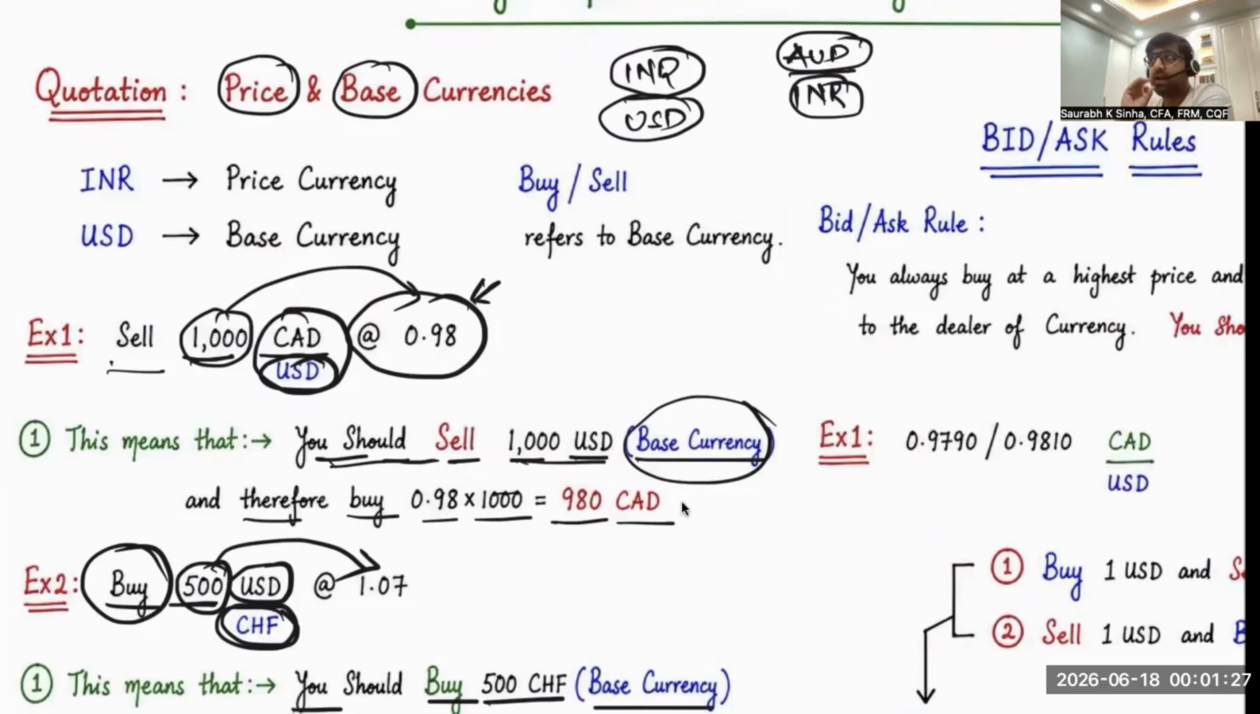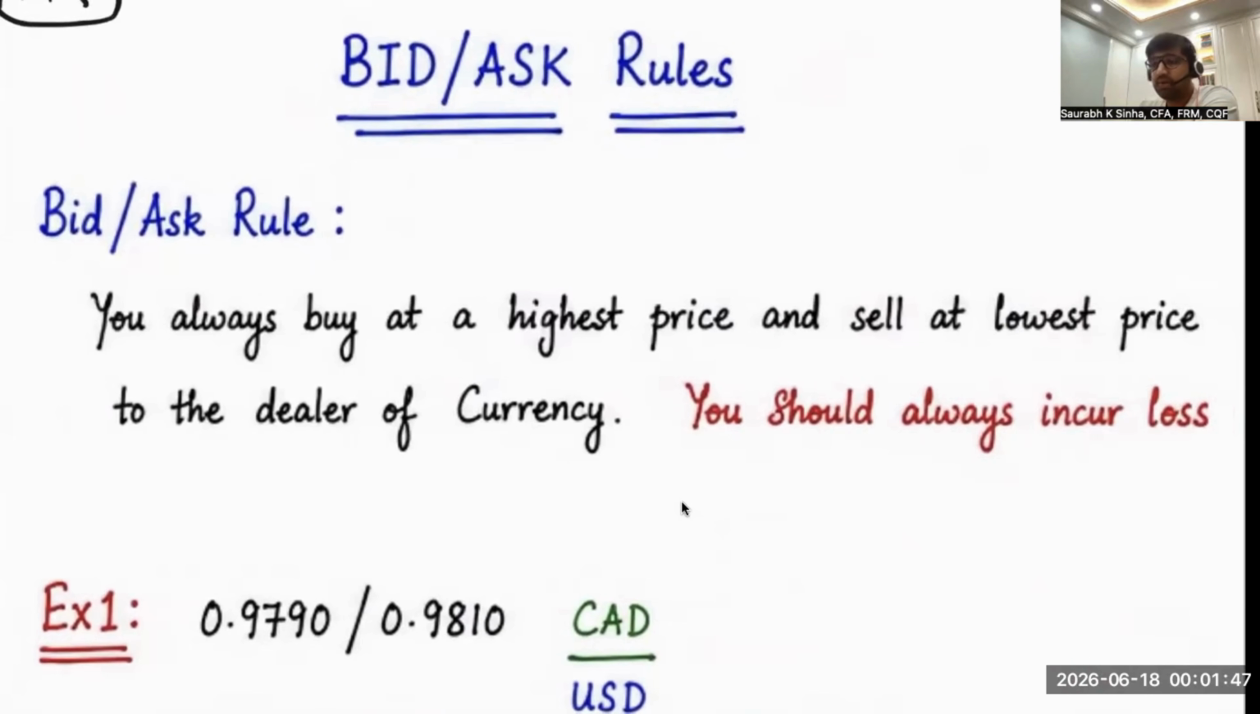The principle of this quotation, that you're buying or selling the base currency, and then you find out the price currency through multiplication, is valid in both spot and forward markets. Now, what about the bid and ask rule? This is important. You need to understand the bid and ask rule in almost every financial instrument, but in currency it is slightly more important because these questions come in the examination. Generally, they don't ask bid-ask questions for, say, a forward contract written on an underlying asset such as equity, but they will definitely ask bid-ask questions on a currency forward contract or currency spot contract. So it is important you understand this rule.